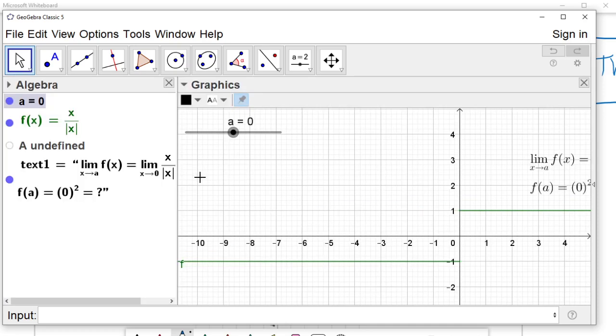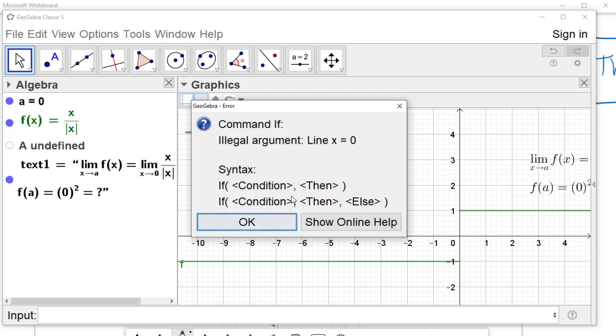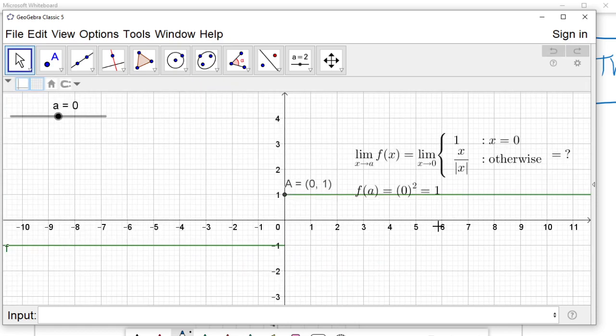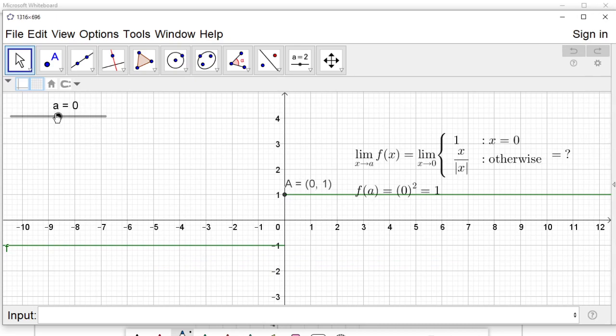Now, if we put 0 in the domain, let's just quickly change this. So I'll say if x is equal to 0, we'll make it 1. Otherwise, we'll make it that. Maybe like this. Okay, so what did this do? Now I have a function that's actually defined at 0.